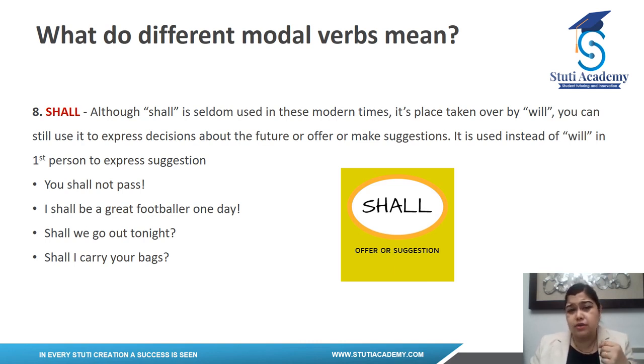Shall I carry your bags? So what am I doing here? Again, a suggestion and an offer. If you say yes, I will. I'm offering my help, so I'm offering my services. So shall I carry your bags? So again, suggestion, offer.